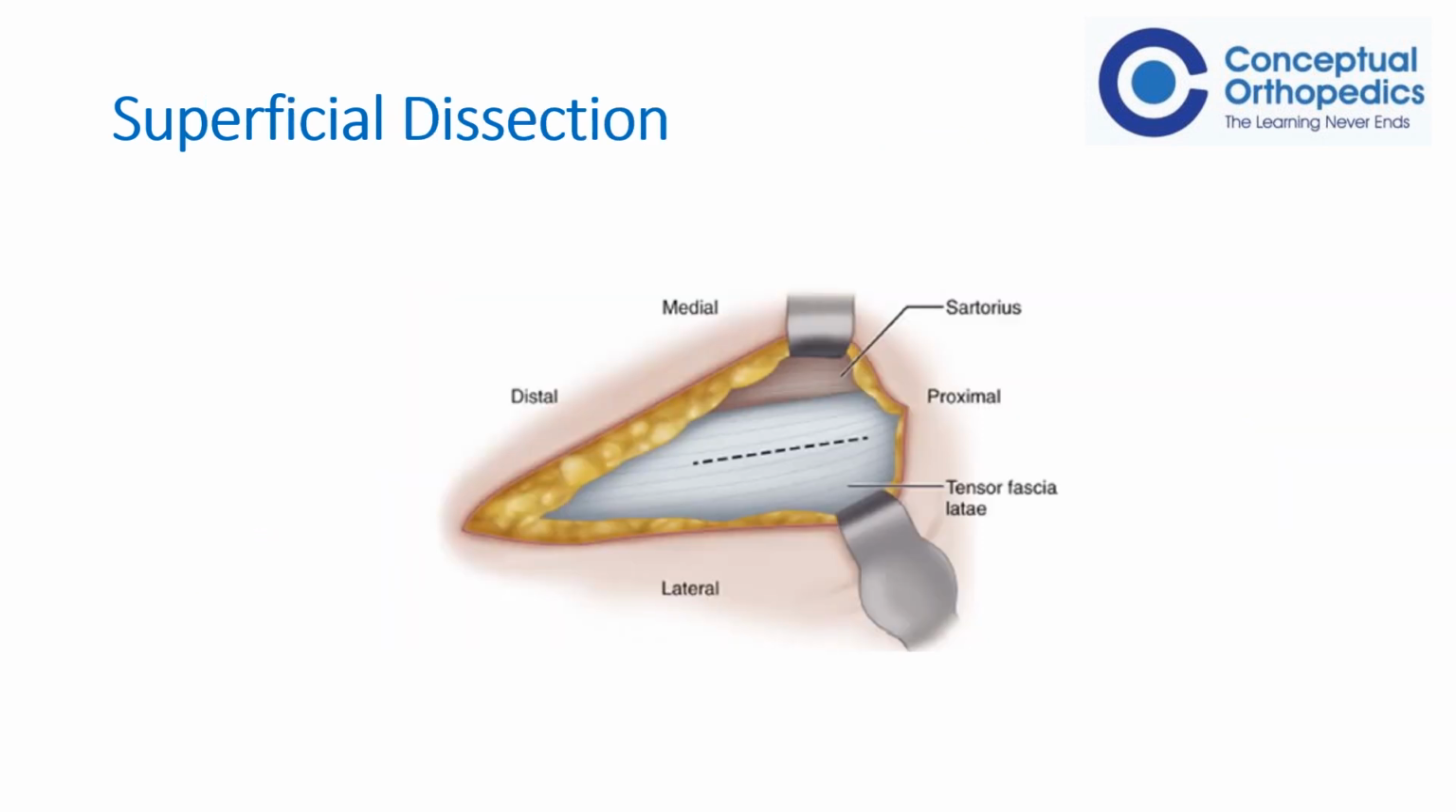The original description was for a dissection in between the sartorius and the tensor fascia lata, but in this plane runs the lateral cutaneous nerve of thigh, and hence it is preferred to make an incision about 1 to 1.5 centimeters lateral to the plane between sartorius and tensor fascia lata.